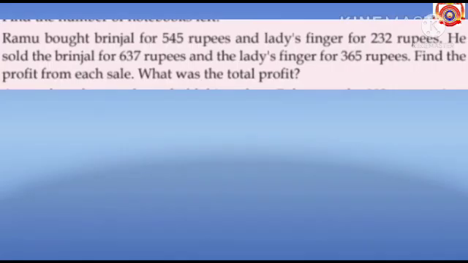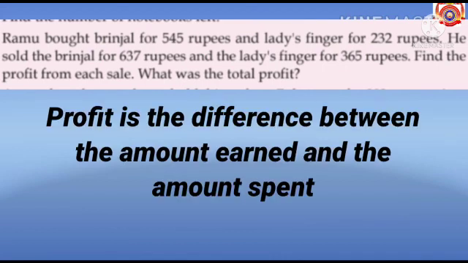Ramu bought brinjal for 545 rupees and lady's finger for 232 rupees. He sold the brinjal for 637 rupees and the lady's finger for 365 rupees. Find the profit from each sale. What is the total profit? Do you know what is profit? Profit is the difference between the amount earned and the amount spent.